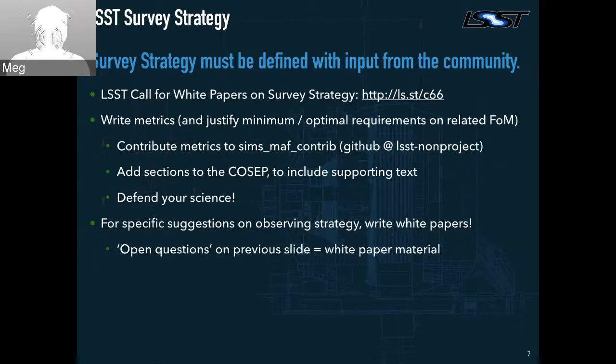Okay, so right, having the right metrics is important, and have science justification for the related figures of merit. You asked about whether you want code or descriptions. We will settle for descriptions, but we would really like code. And you can put the code into SimsMath Contrib and add sections to the COSAP, including the supporting text about the science cases. Especially if you have something where you're saying, I would like a particular observing strategy, then the white papers are definitely the place for that.